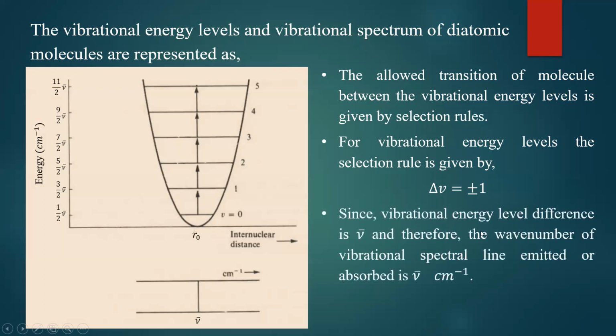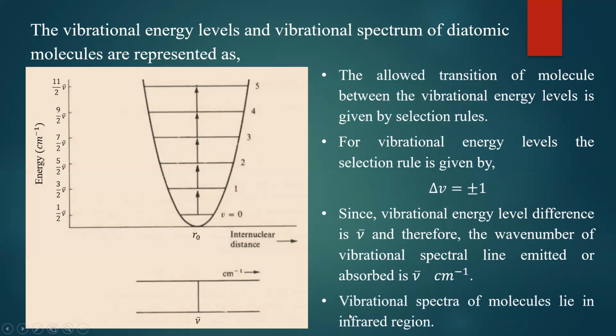Since the vibrational energy level difference is nu bar, all energy levels are equally spaced, and the separation between consecutive energy levels is equal to nu bar. Therefore, the wave number of the vibrational spectral line emitted or absorbed, that is a single line, is observed at nu bar centimeter inverse. At a particular wave number, you can find only one spectral line observed if you consider the diatomic molecule as a simple harmonic oscillator.